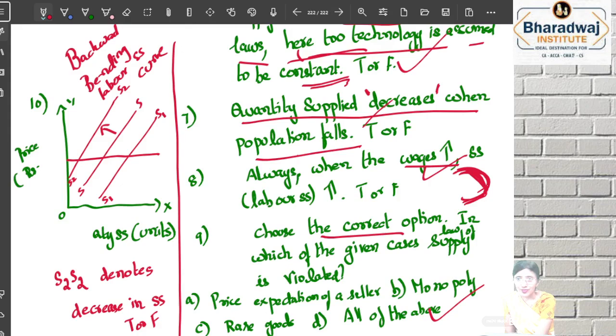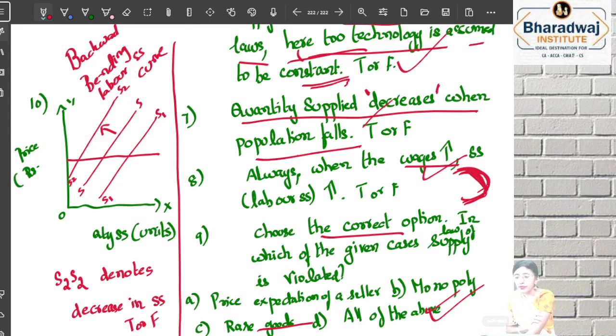All of the above. Because a monopolist will not follow all these dictates. He is the price maker. He will determine on his own. Price expectation of seller, what did we see? It was inverse, no? So it is not the law of supply. Law of supply is a direct relationship between price and quantity supplied. Remember that. Rare goods, yes, you cannot. Price is going up. Even if I want to offer, I cannot because it's a rare good. I can't find it. All of the above. Is that clear?